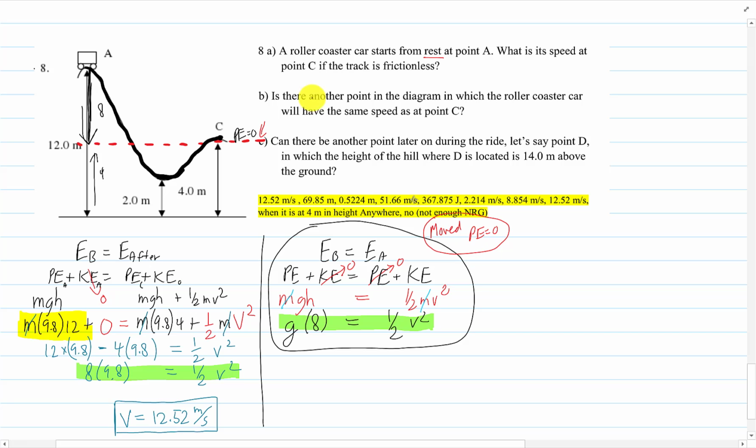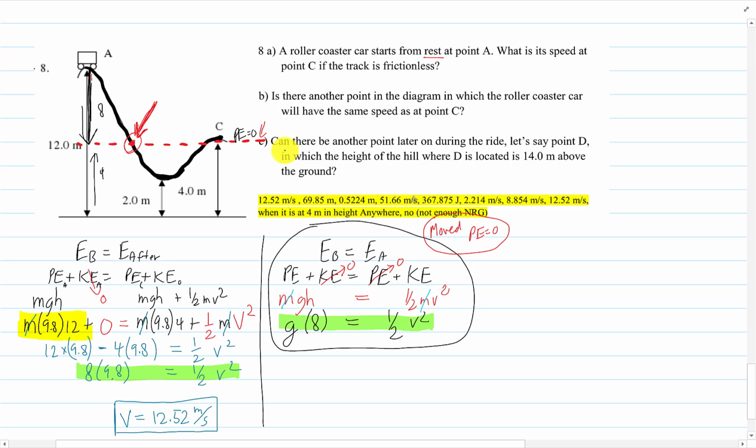Part B. Is there another point in the diagram in which the roller coaster will have the same speed as at C? Right here. It'll have the same speed because it's at the same height. Okay, that's important. And further on, if it ever goes back up there, because at this point, it has the same potential energy. In this case, the second time potential energy is 0, so mgh equals 1/2 mv squared.